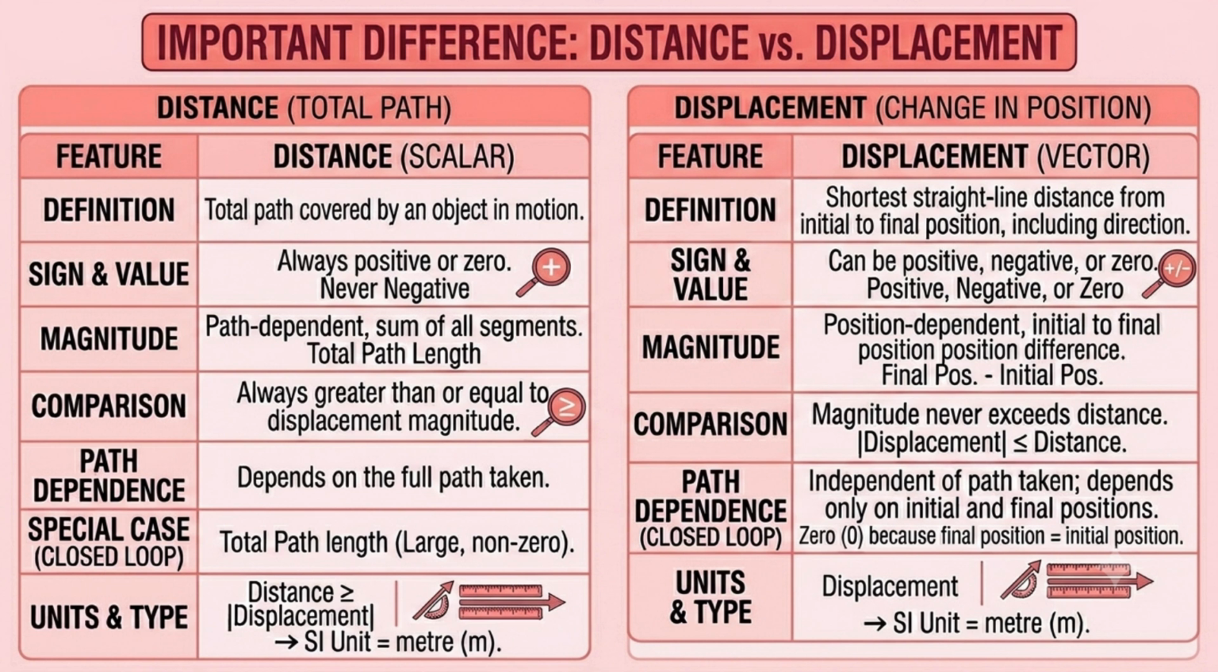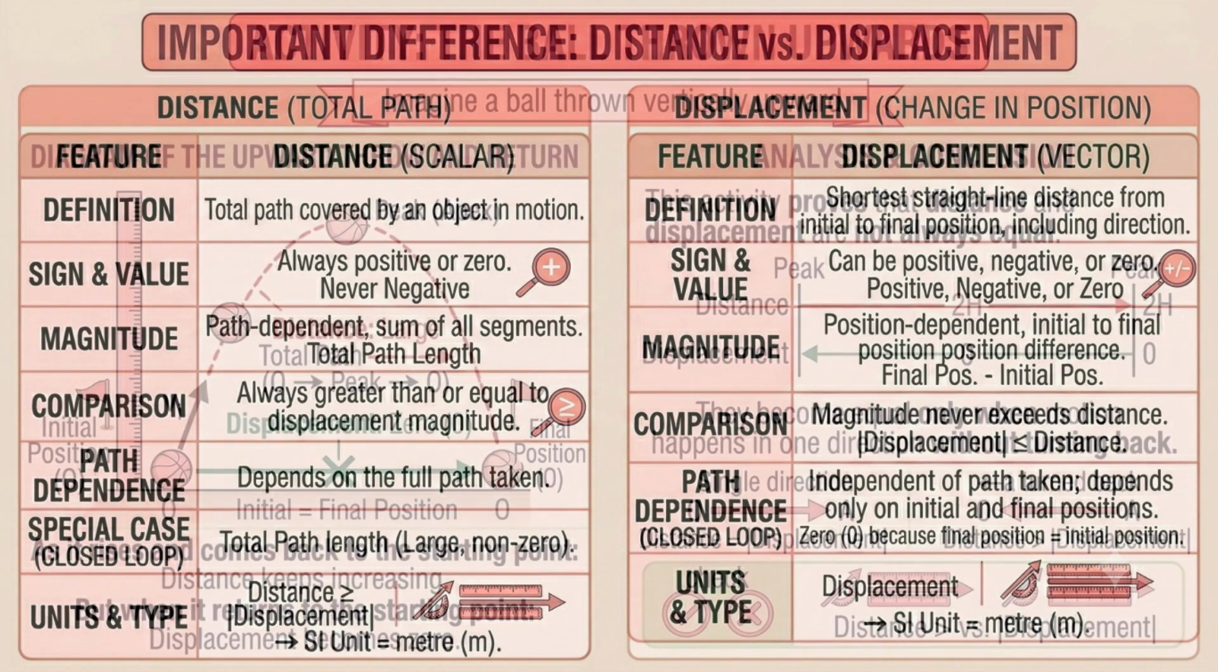Because distance counts the whole path and displacement is just a shortcut, distance is always greater than or equal to displacement. The magnitude of displacement can never exceed the total distance. Keep this cheat sheet in mind, and you'll never get confused by numericals. Let's jump straight into the next topic.